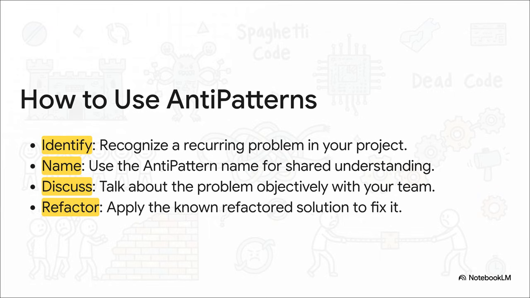So here it is, the simple 4-step process. First, you identify the problem. Second, you name it using this vocabulary. That lets you discuss it as a team, objectively, without anyone getting their feelings hurt. And finally, you refactor it, applying the known, proven solution to a known problem.